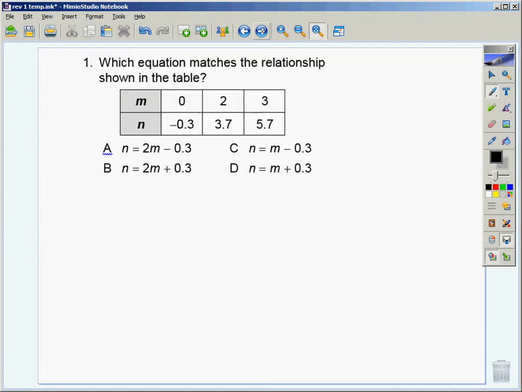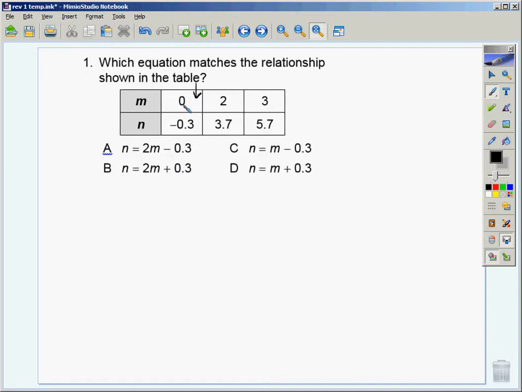Okay. Number one. There's certainly more than one way to do this problem, but probably the easiest and quickest way is to just take the numbers from this table and plug them in.